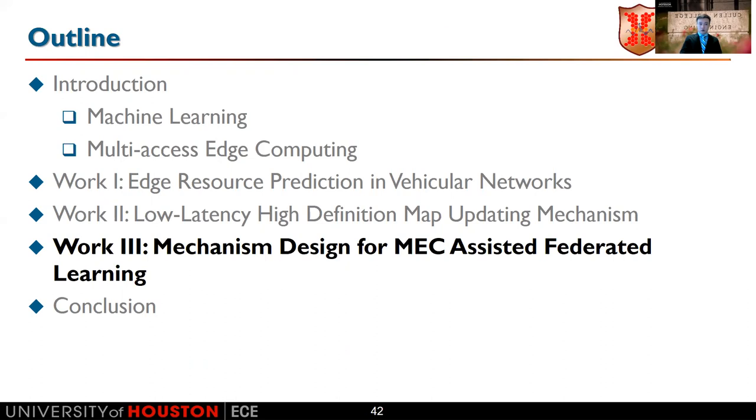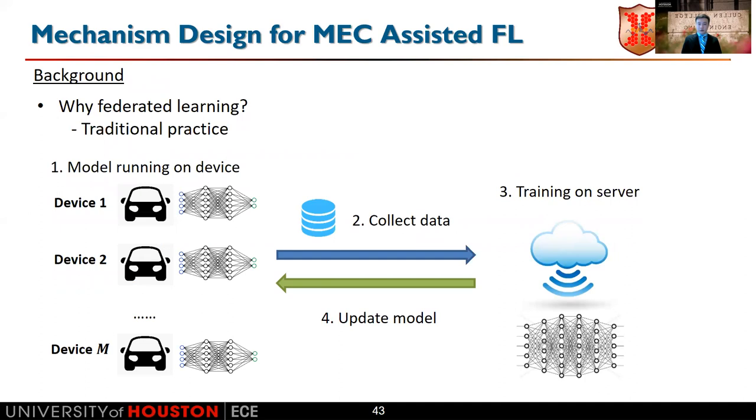Let's look at the third work, mechanism design for MEC federated learning. So why do we need federated learning? Traditionally, if you want to perform machine learning among distributed devices, the machine learning model will be run on the device, and then they will feed back the accuracy to the server. At the same time, if the accuracy is not enough, the data needs to be collected to the server as well. After collecting data, the server will train the machine learning model again and broadcast the models to all the devices to see if the performance is satisfactory.